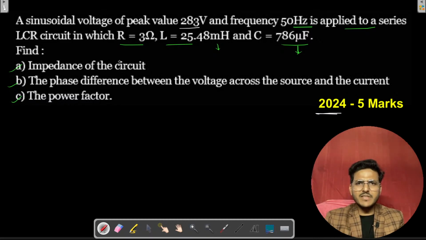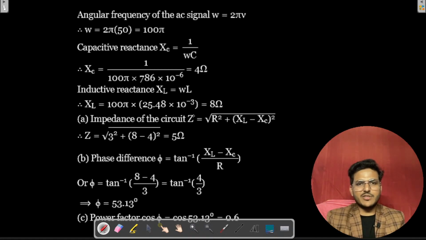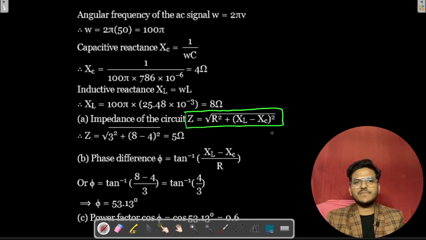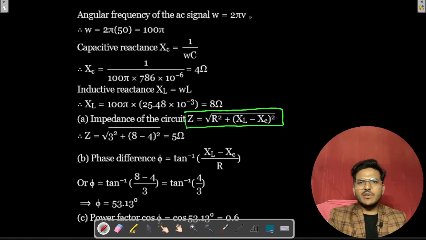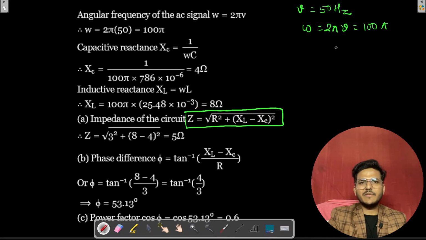See, this is an LCR circuit. So, calculating one by one. Firstly, we are going to calculate Z, the impedance. Z equals square root of R square plus (XL minus XC) square. So, first calculate XL and XC. See, omega equals 2 pi nu, or 2 pi f. The value of nu is given as 50 Hz. So what about omega? Omega equals 2 pi nu, that means 2 pi into 50, which is 100 pi. This is 100 pi, right?